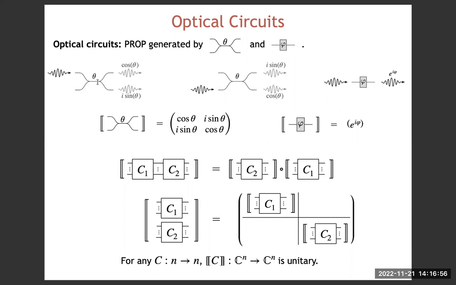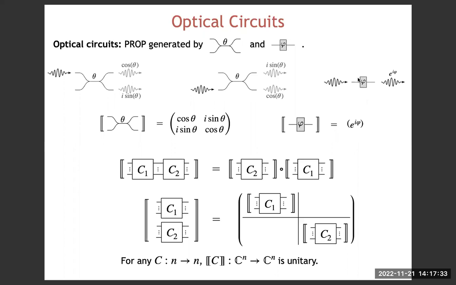The beam splitter works like this. When you have a photon at this input, it's either reflected or transmitted. With some amplitude, it's reflected and you get your photon here, or it's transmitted with this amplitude. This gate is perfectly symmetric, so if the photon is input through this other wire, you get something similar. This is the beam splitter, which is parameterized by an angle theta.